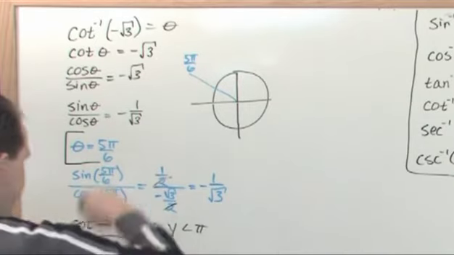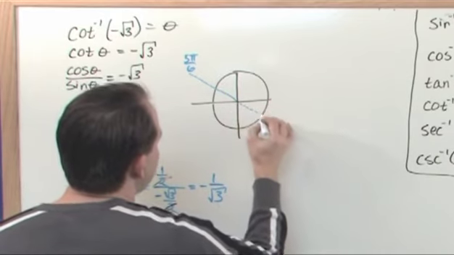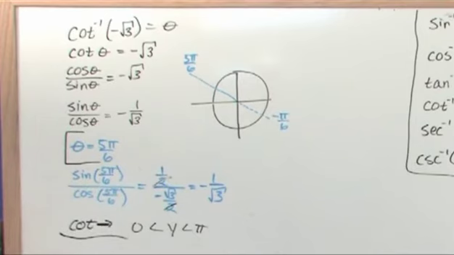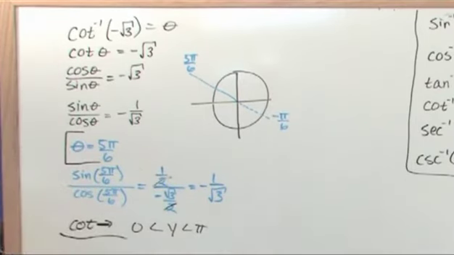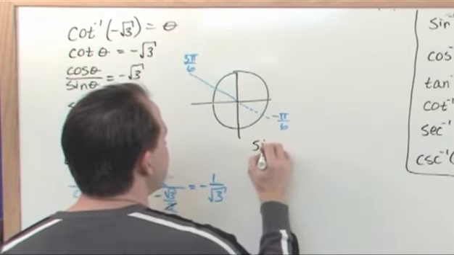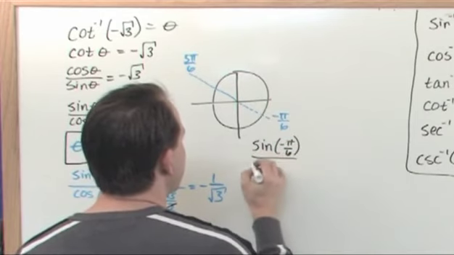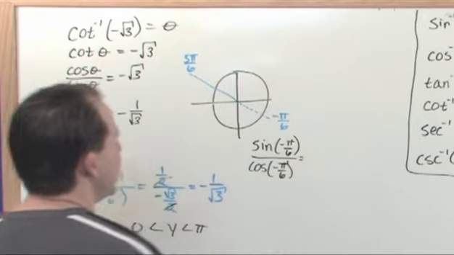What if, just because you started at a different point, instead of 5 pi over 6, you chose negative pi over 6? Okay, what if you chose negative pi over 6? Well, your first instinct, without thinking about it, might have been to do that. Let's just do it right here: sine of negative pi over 6 over cosine of negative pi over 6. What would you have done if you had done that?